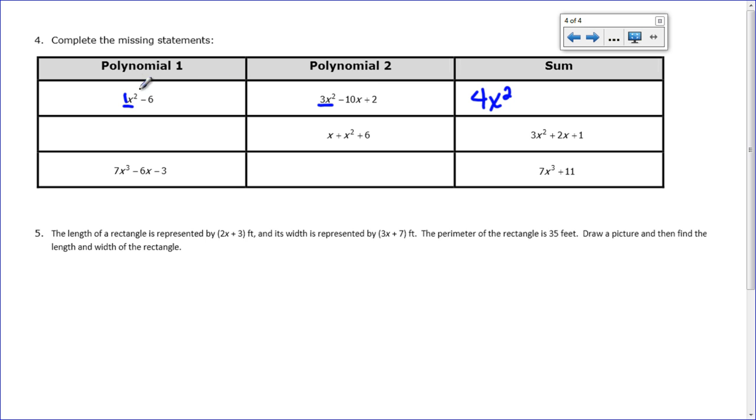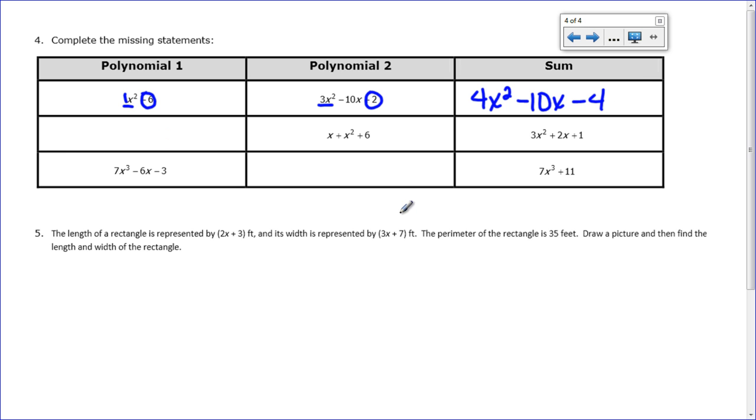Well, this minus 10x doesn't have a partner in polynomial 1. So it's going to stay minus 10x. And then I have minus 6 plus 2, which makes negative 4. So there is my sum.